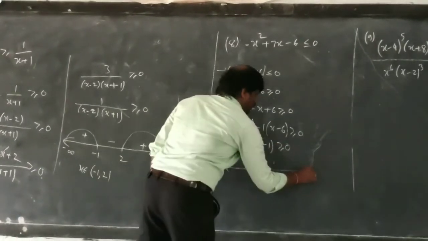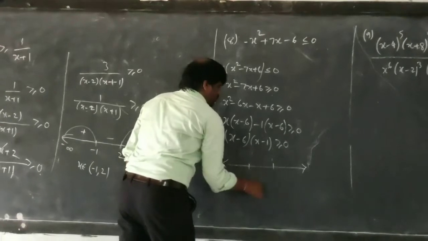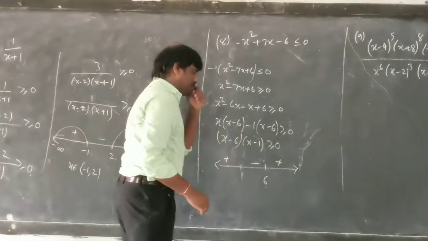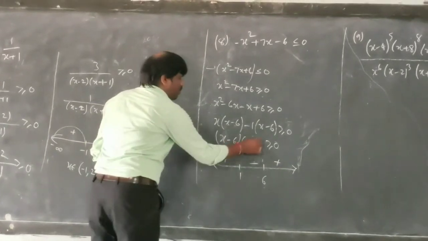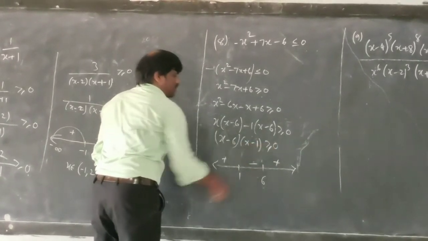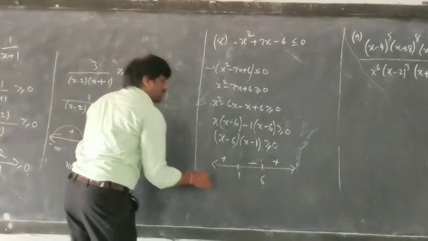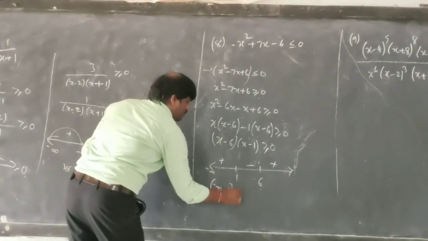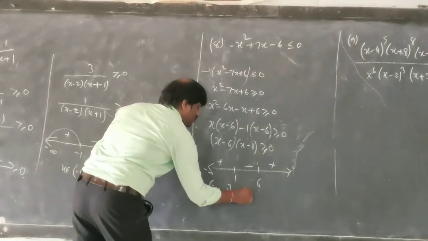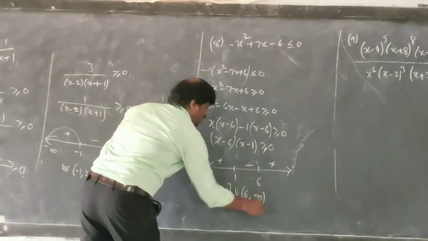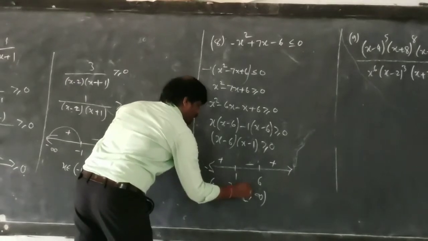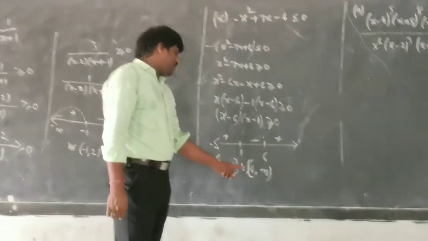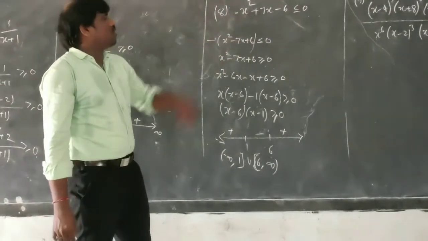Plot on the number line here. So 1 and 6: plus, minus, plus. Plus is the answer. You have the equal to symbol, so closed bracket is the answer. So minus infinity to 1 closed, union 6 to infinity, and 6 also closed bracket. The reason is here you have the equal to symbol. So the answer is minus infinity to 1 union 6 to infinity. Let us go for this question.